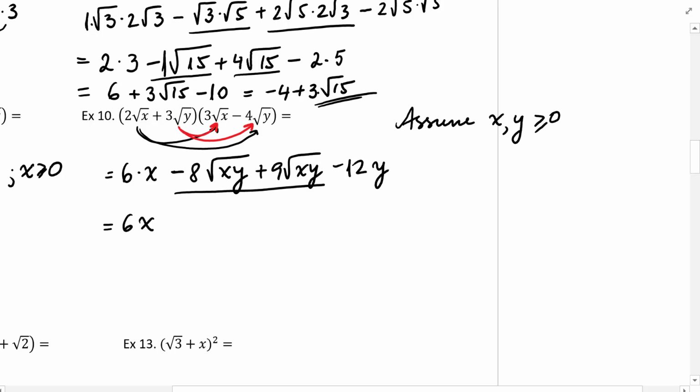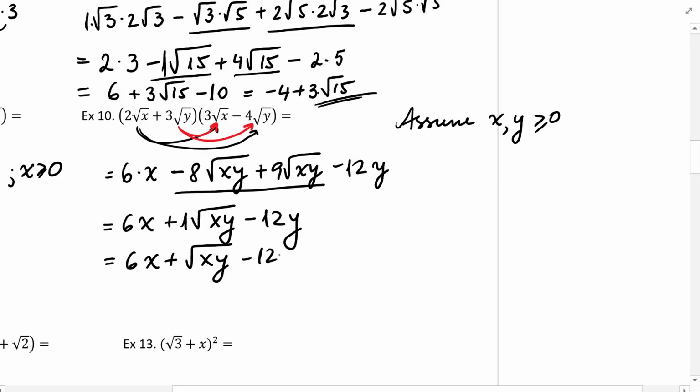These two are alike, so negative 8 plus 9, it's plus 1 square root of xy minus 12y. The only thing I'm going to do is just write square root of xy and eliminate the 1 because it doesn't make any difference. I just put it only to emphasize that these two are alike terms, and when added together, negative 8 plus 9, it's positive 1.